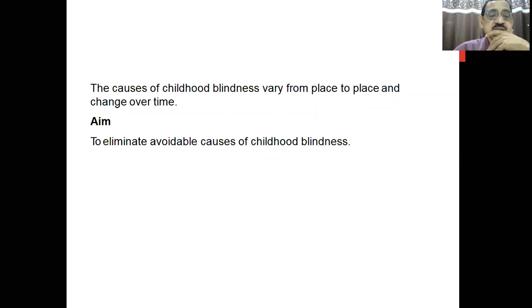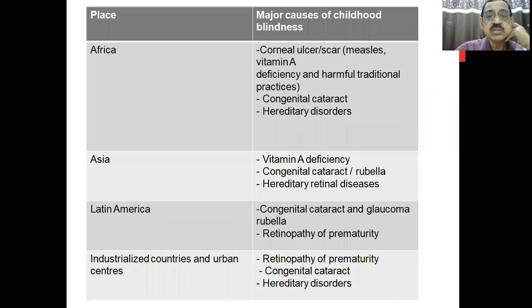The aim of this is to eliminate avoidable causes of childhood blindness. The major causes of childhood blindness in Africa are corneal ulcers, scars, measles, vitamin A deficiency, harmful traditional practices, congenital cataracts and hereditary disorders. In Asia, vitamin A deficiency again, congenital cataracts, rubella, hereditary retinal diseases. In Latin America, it's again congenital cataract, congenital glaucoma, rubella, and retinopathy of prematurity.